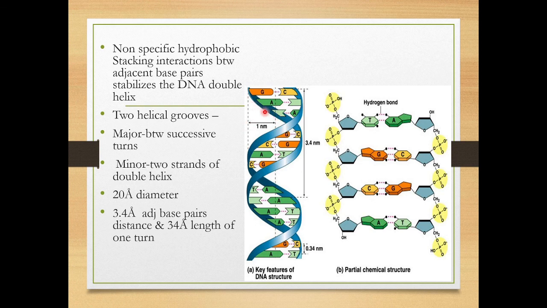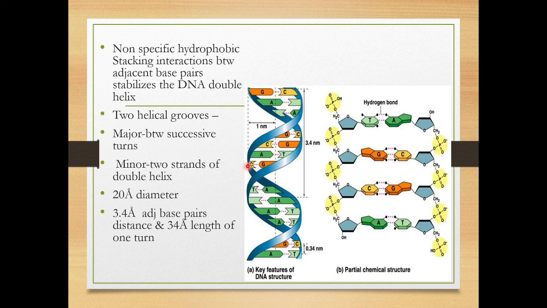This is a major, deep groove. So this is a major groove. It is between two successive turns. One turn means what? From here to here. This distance is called one turn. This is another turn. So major grooves are seen between two successive turns. In between there is a crevice. So this is called a major groove.